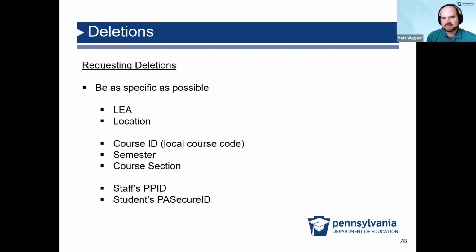When you request deletions, we need you to be as specific as possible. A lot of things we have to go back on are semesters, PPIDs, if they're looking to delete instructors, courses. Sometimes they want something deleted but always forget. So we need as much detail as possible so we can get the delete done without extra work.